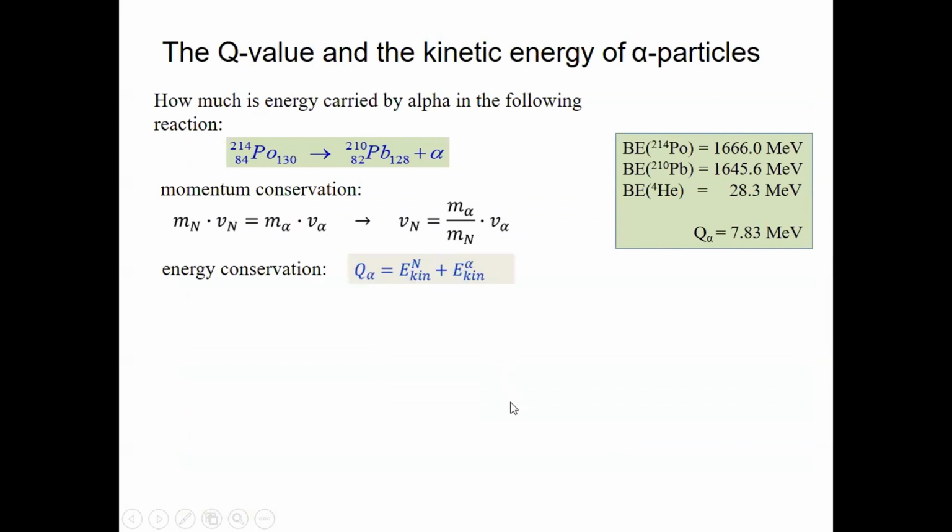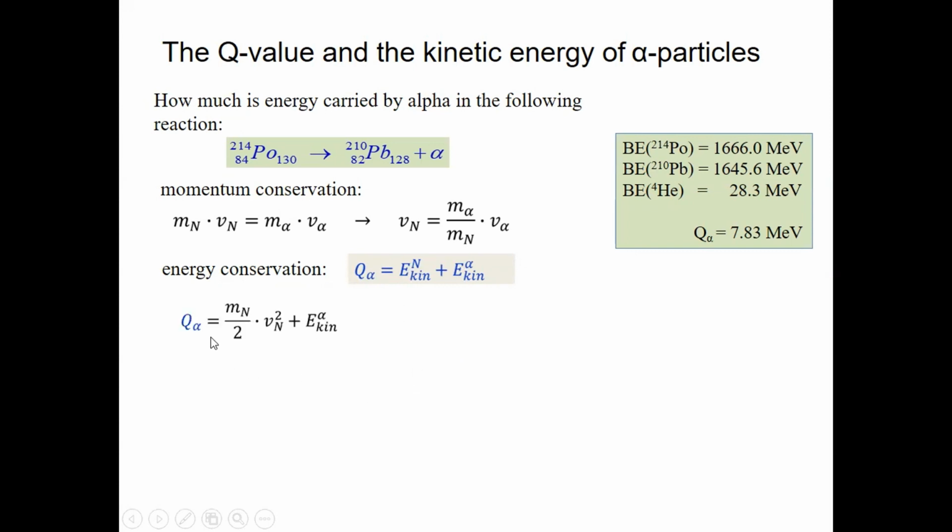The question remains that once an alpha decay occurs, for example in polonium, if it is converted into lead and an alpha particle, how is the energy, the Q value, distributed among the alpha particle and the daughter element? Momentum conservation gives us the initial and final momentum, from which we can get the velocities, and then the energy conservation.